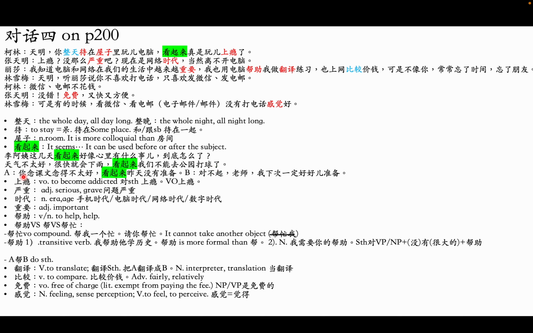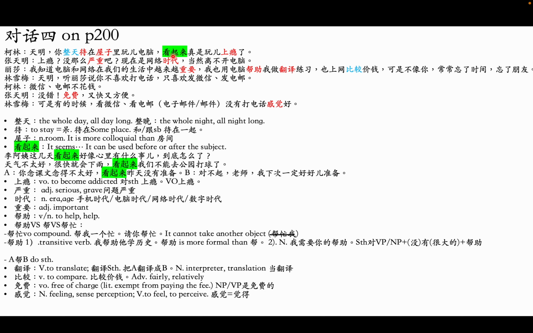Another example is a dialogue. 你念课文念得不太好看起来昨天没有准备 Here the subject is 你 but because the subject is the same as the first part so the subject can be omitted so you don't read the text aloud very well. It seems like you didn't prepare yesterday. 对不起老师 I'm sorry teacher. 我下次一定好好准备 I'll definitely be well prepared next time.